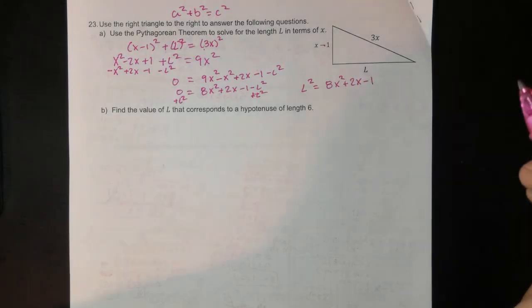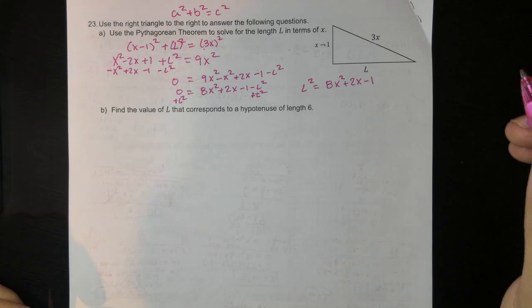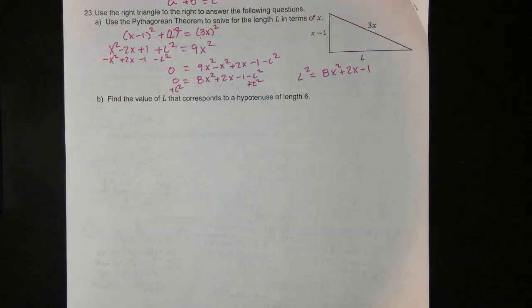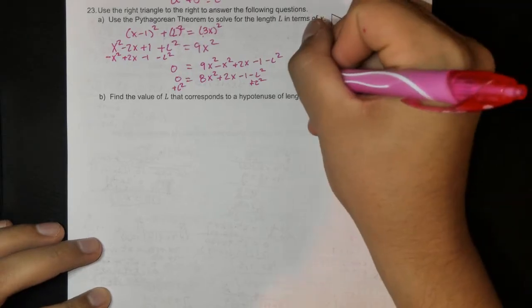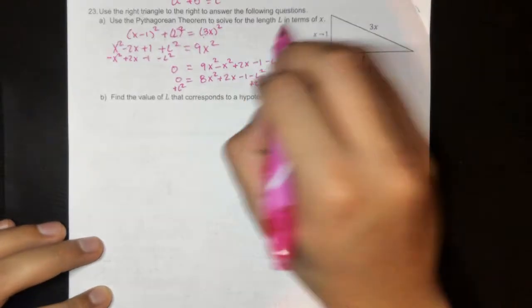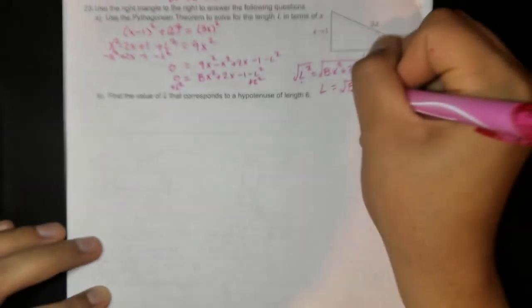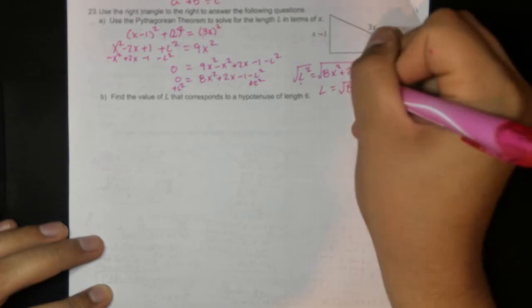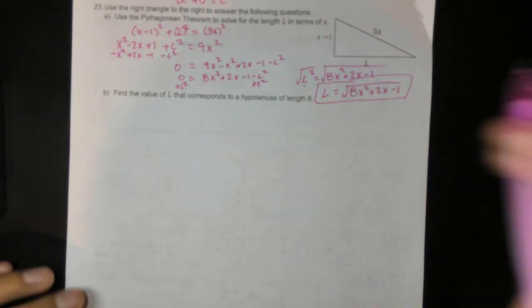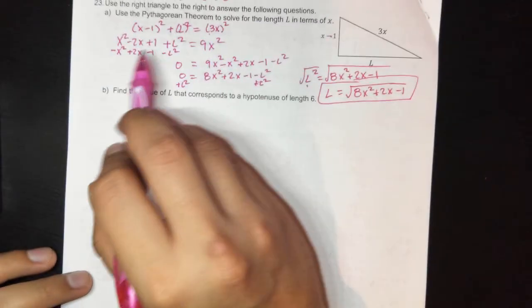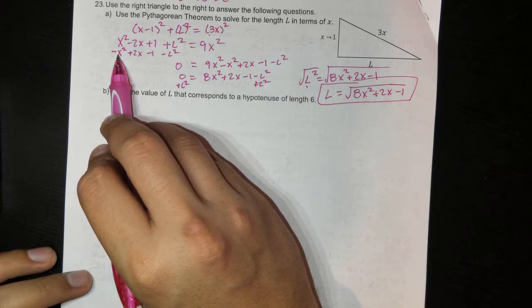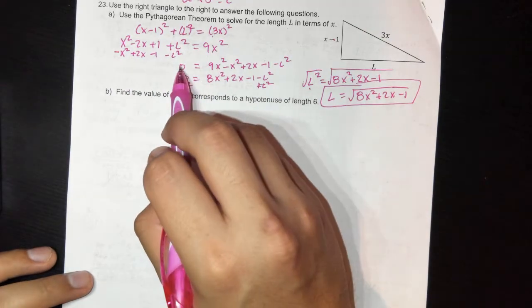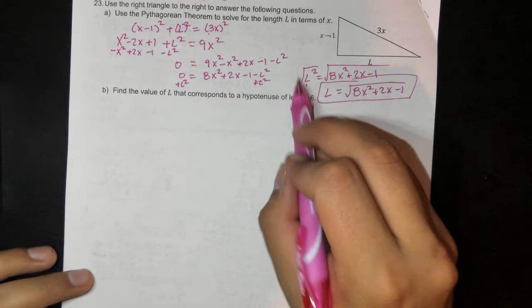Alright, so then we got to factor this. Alright, so you could split the middle term. Alright, so for this one we're trying to solve for L, so don't factor this. Sorry, I should have read the problem. Use the Pythagorean theorem to solve for the length L. So all we're doing is solving for L, so to get L by itself, just square root both sides. So L equals square root 8x squared plus 2x minus 1. Alright, so the goal was just to get L by itself, so we should have just left the L squared here, and then square rooted the L squared to get the L by itself.